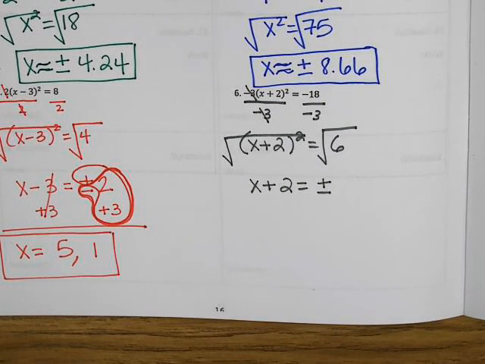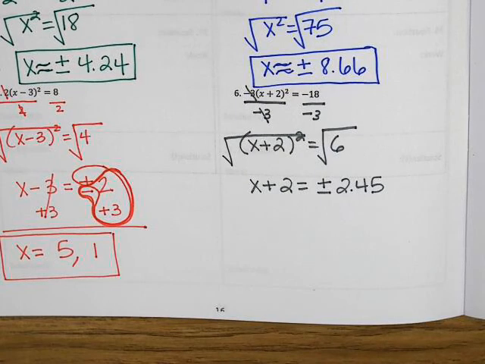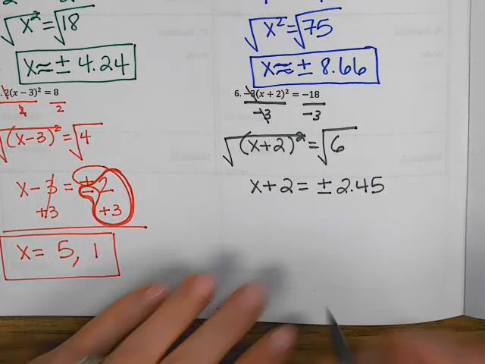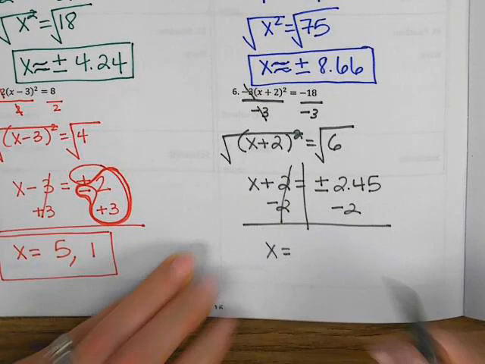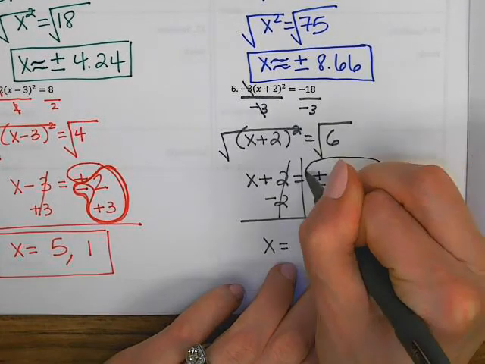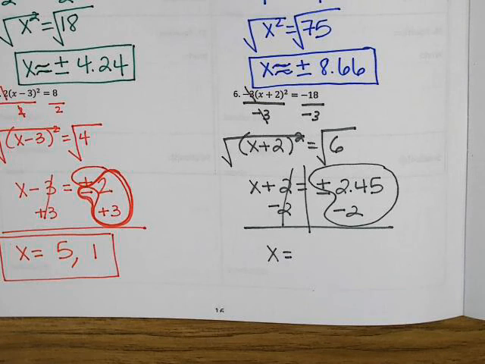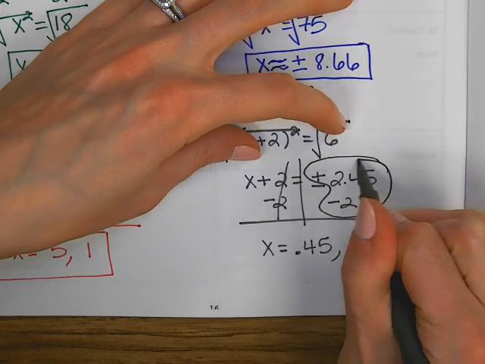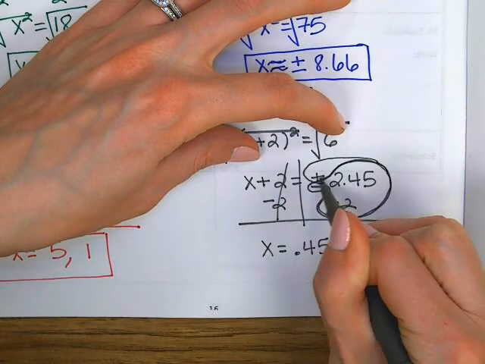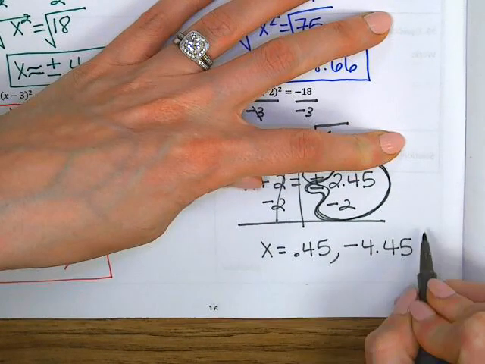And then let's see what the square root of 6 is. The square root of 6 is 2.45. All right, so to finish it off, to get x alone, we just have to subtract 2. And let's see what we get. All right, two answers. We're going to have to do positive 2.45 minus 2. So 2.45 minus 2 is just 0.45. But then we also have to do negative 2.45 minus 2. So negative 2.45 minus 2 is negative 4.45. So those are your two answers.